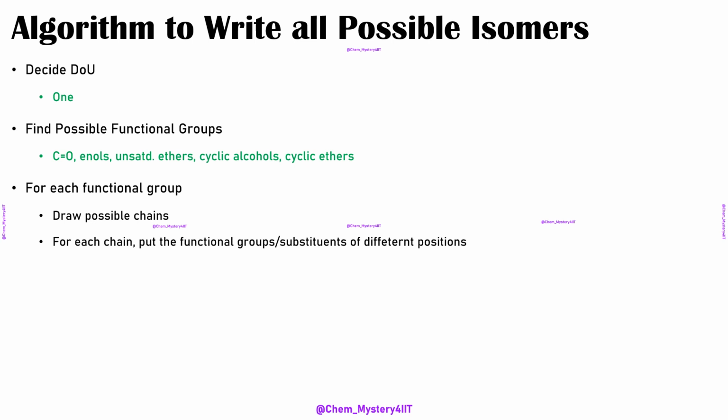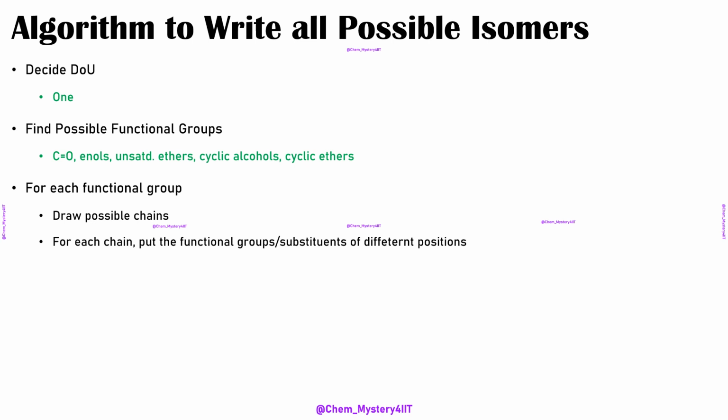The same thing should be repeated for enols, unsaturated ethers, cyclic alcohols as well as cyclic ethers. If the OH group is there, then it can be replaced by an OR group when we are going for ethers, and then we can see how these different substituents can be changed, like the double bond position can be changed, as well as the position of methyl in the carbon chain.